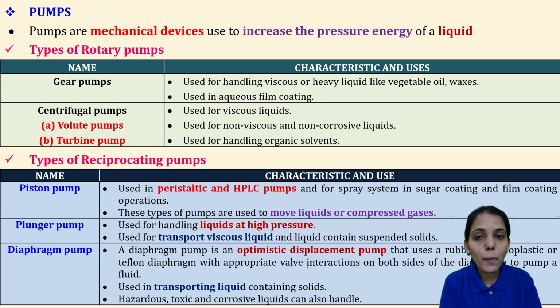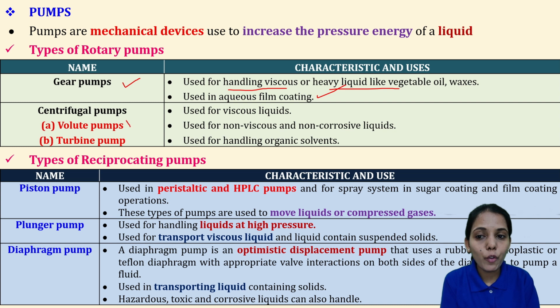Next is pumps. So pumps are the mechanical device used to increase the pressure energy of a liquid. Pumps. So gear pumps are there. So types of rotary pumps. So these are the rotary pumps and the reciprocating pumps. Rotary pumps, in that the first one is about the gear pumps, used for handling viscous or heavy liquid like vegetable oils, waxes, because they are viscous. So gear pumps are used in aqueous film coating also.